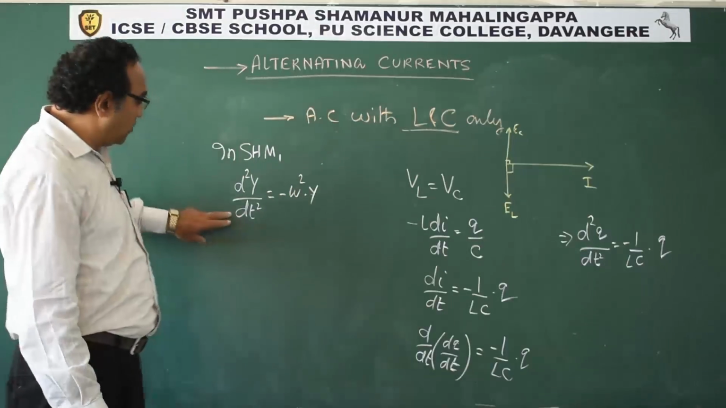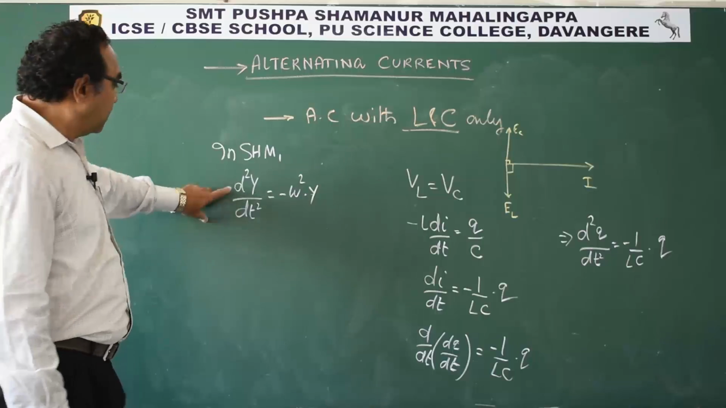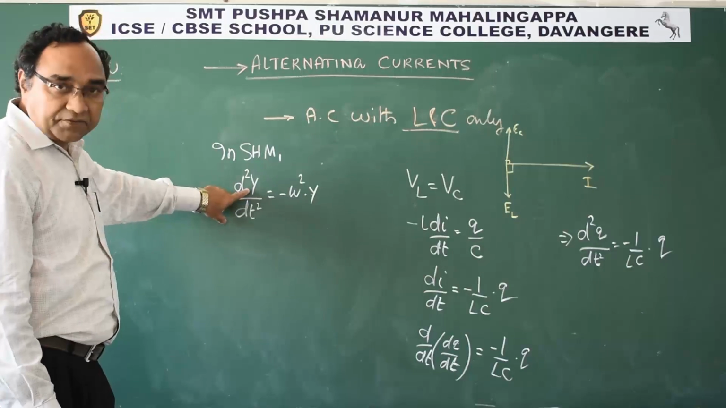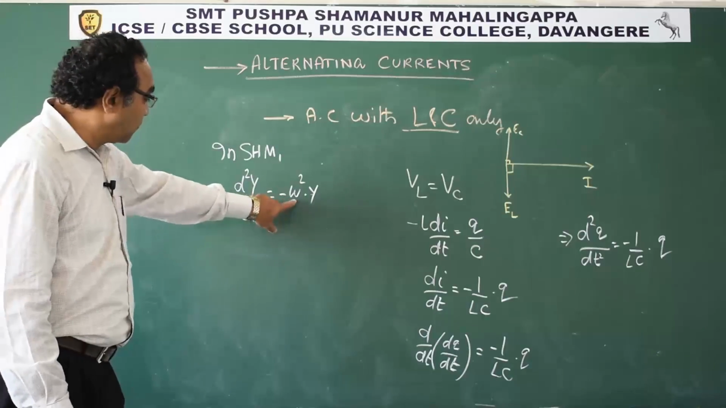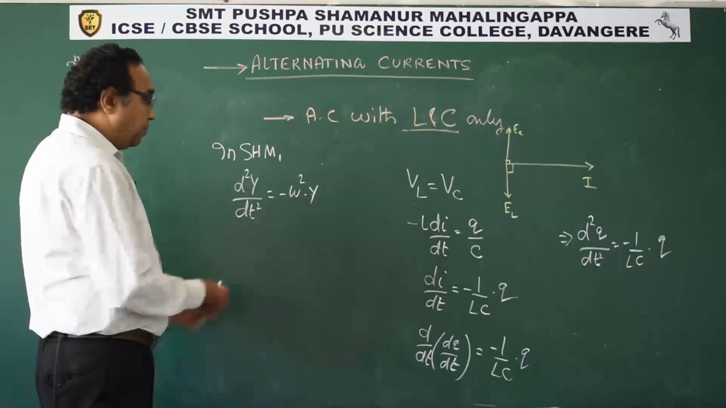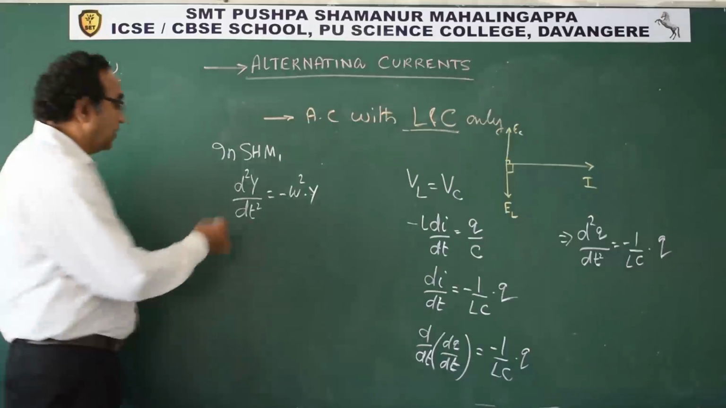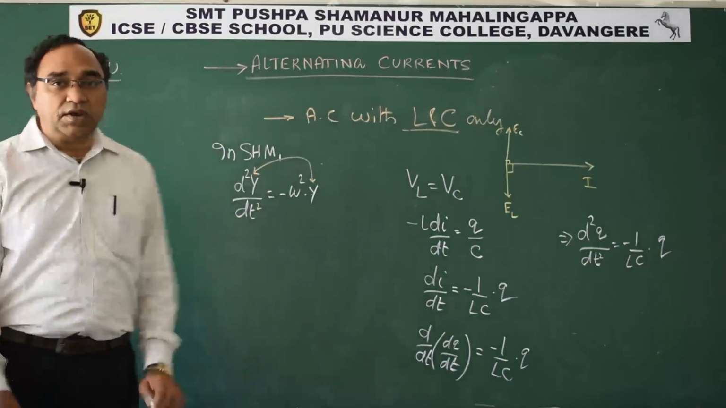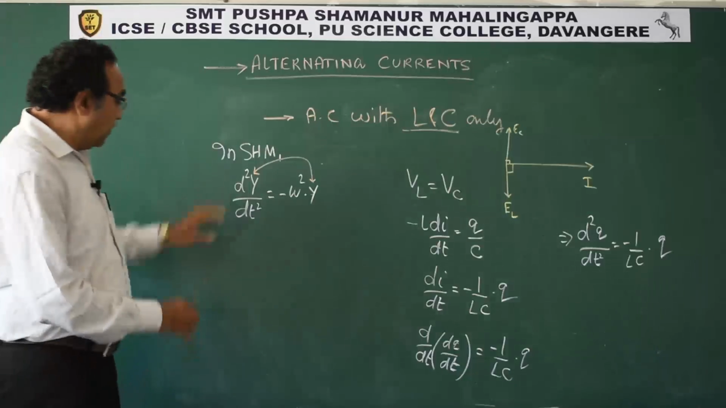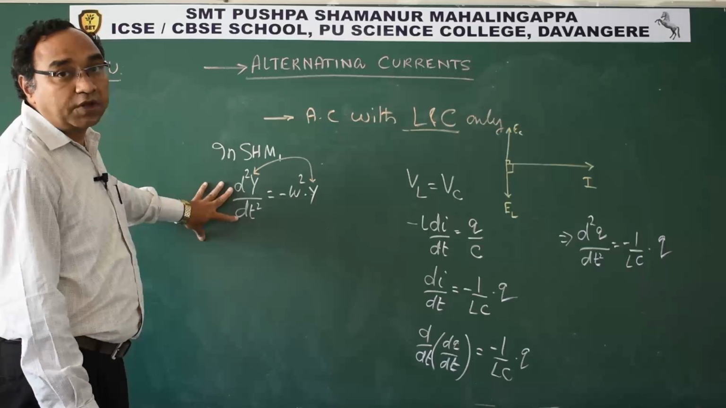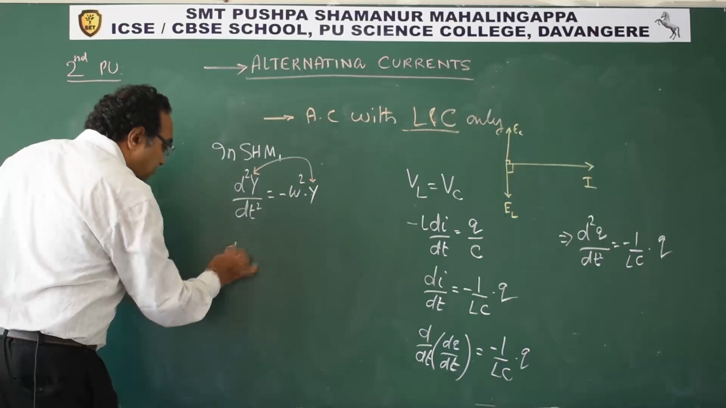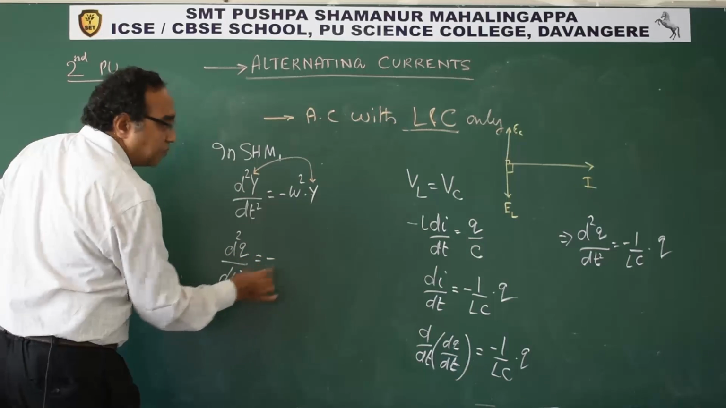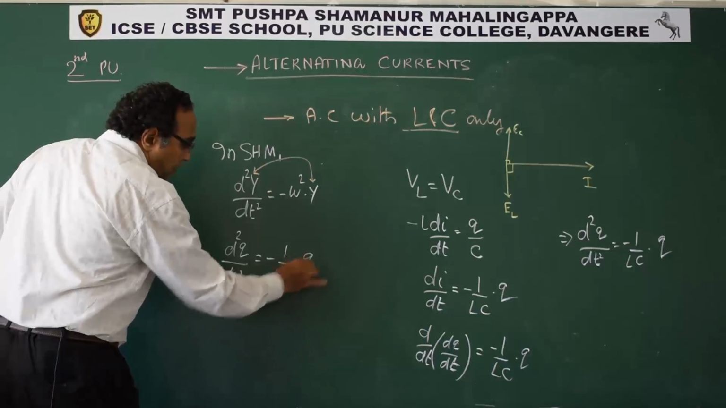This is the simple harmonic equation where we said acceleration, the second derivative of displacement, is equal to minus omega square y. Please try to correlate it this way. Whatever we have here, the same we should have here. This is how the correlation happens, and it should be the second derivative with respect to time. Compare it: d square Q by dt square is minus 1 by LC into Q.